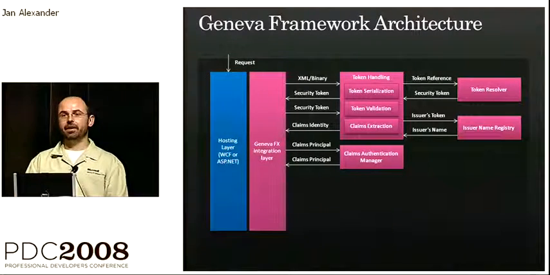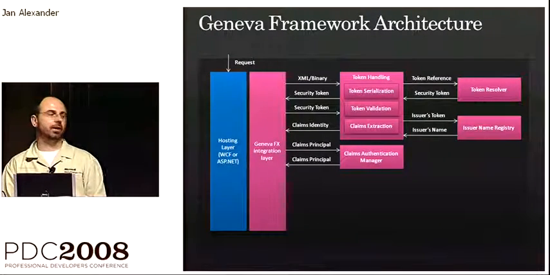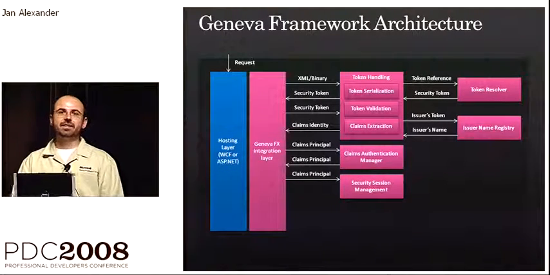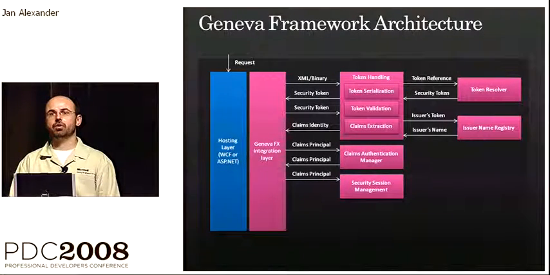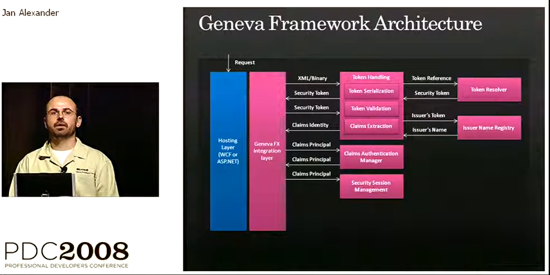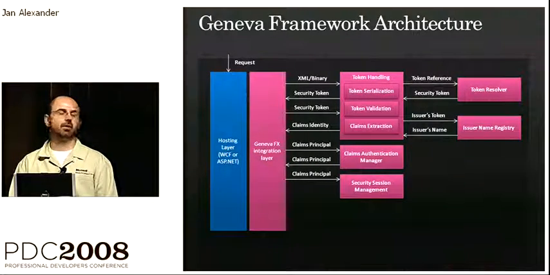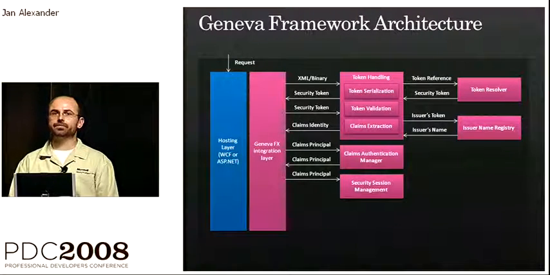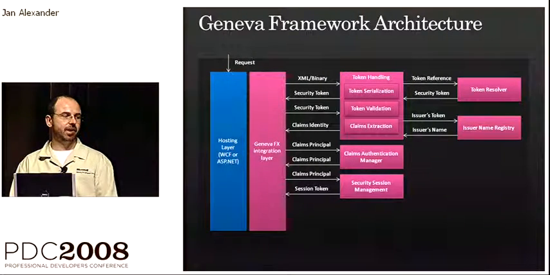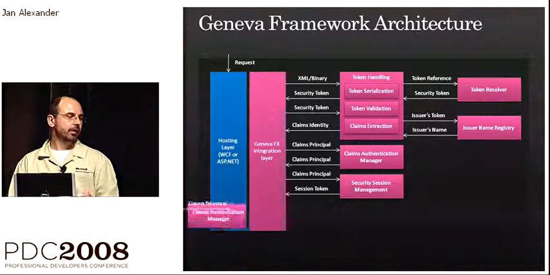So what comes back is another claims principal. It might be the same, might be a different one. What happens next is we create a session, usually, because you don't want to send tokens every time. The tokens tend to be fairly big, especially in the SAML or XML world. So we create a session token that contains the claims that the claims authentication manager returned.